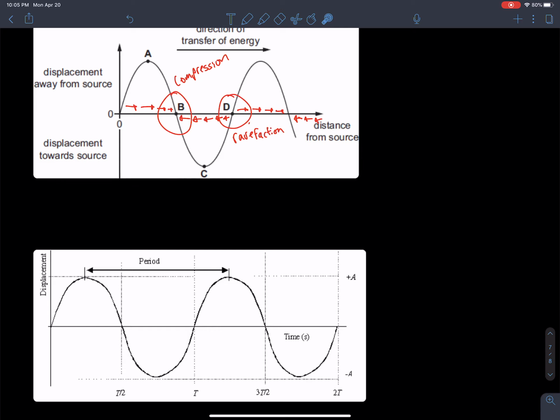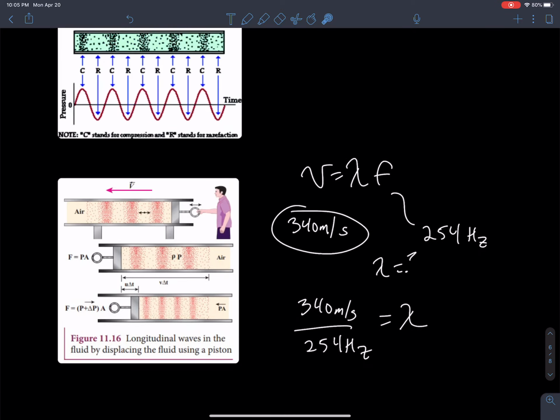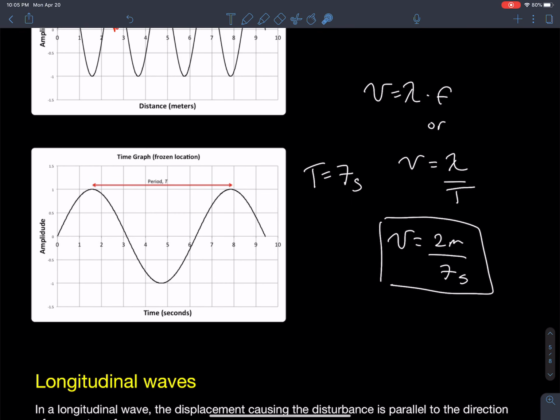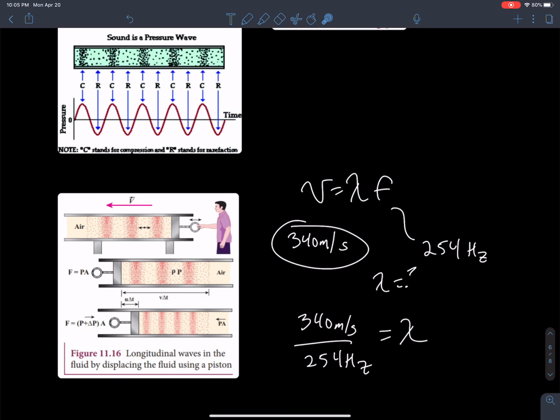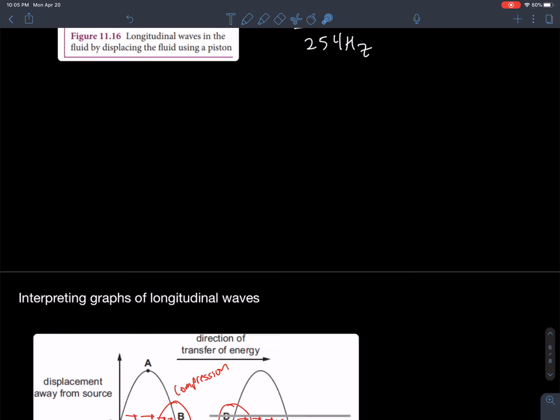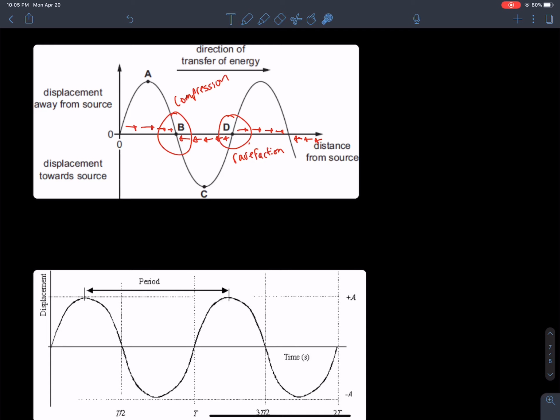All right, and that's how we interpret the graphs and analyze longitudinal and transverse waves. The next video is just going to talk about light and electromagnetic waves, and then we're on to doing some interesting calculations and learning about the phenomena that waves have.